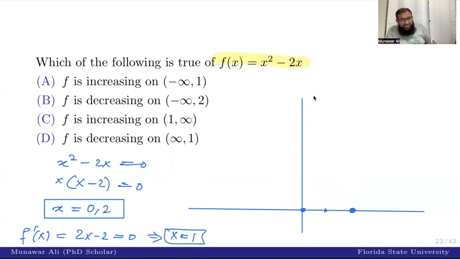So at x equal to 1, there is a maximum or minimum value. Since the coefficient of x squared is 1, which is positive, the graph will open upward. If I substitute 1 here, f of 1 would be 1 minus 2, which is negative 1. So at 1, the value is negative 1. So the graph of the function will look like this.